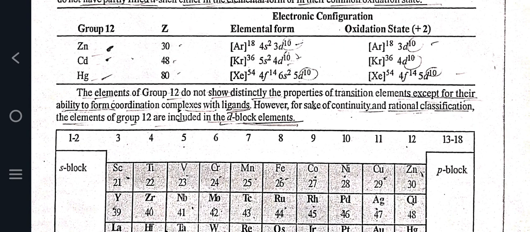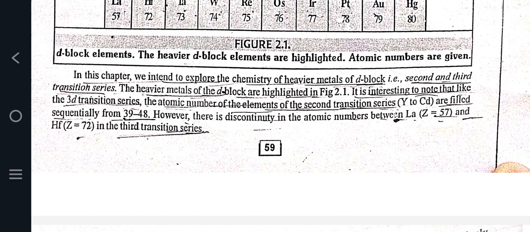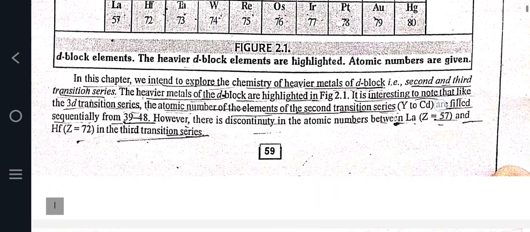The elements of group 12 do not show distinctly the properties of transition elements except for their ability to form coordination complexes with ligands. However, for the sake of continuity and rational classification, the elements of group 12 are included in d block elements. In this chapter, we intend to explore the chemistry of heavier metals of the d block, for example, the second and third transition series. The heavier metals of the d block are highlighted in figure 2.1.